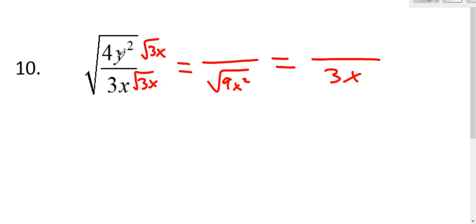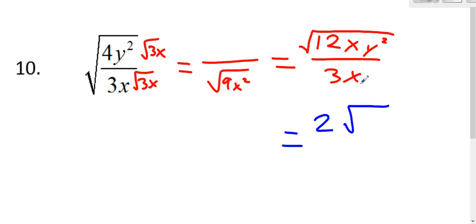Then our numerator, we can multiply the radicands together. 3 times 4 is 12, and then x y squared. Then, of course, we have 12 here. We could simplify that. We could have simplified it at the beginning. We know the square root of 4 is 2. So if you simplify that 12, it would be 2 square root of 3.